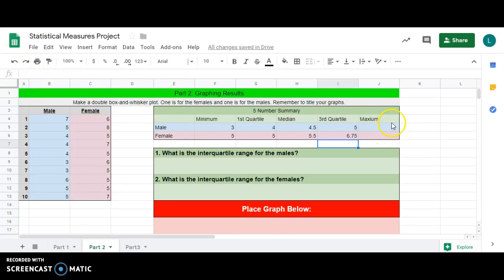And then maximum, equals max, highlight your data. What's nice about these is that you didn't have to sit there and actually hand calculate all of this information. The calculator inside the Google spreadsheet is doing that all for you.